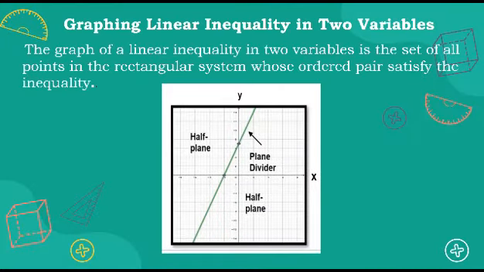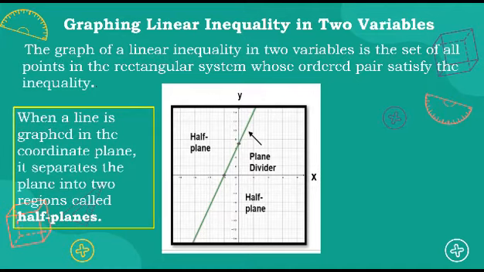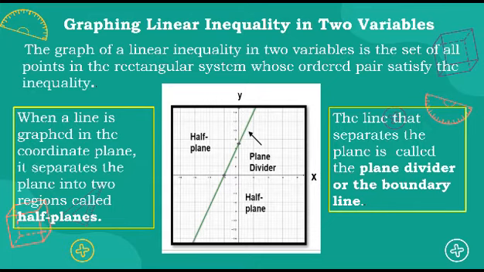The graph of a linear inequality in two variables is the set of all points in the rectangular coordinate system whose ordered pair satisfies the inequality. When a line is graphed in the coordinate plane, it separates the plane into two regions called half-planes. The line that separates the plane is called the plane divider or the boundary line.